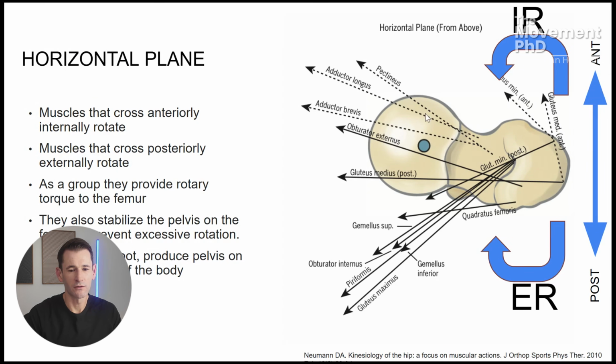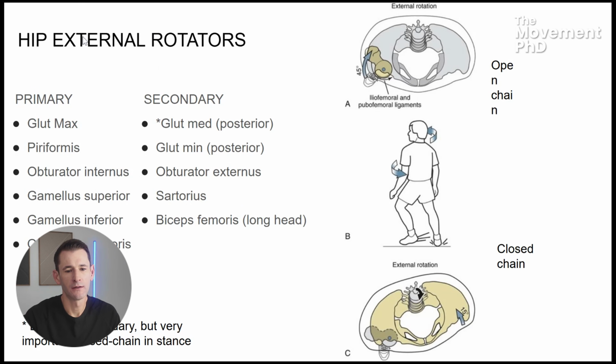So any muscle that crosses anterior to that hip joint, that's going to be an internal rotator. Any muscle that crosses posterior to that hip joint, that's going to be an external rotator. So they produce rotary torque on the femur. They also stabilize the pelvis in that transverse plane, which is our most functionally relevant thing that the external rotator group does. Let's talk about the hip external rotator group first.